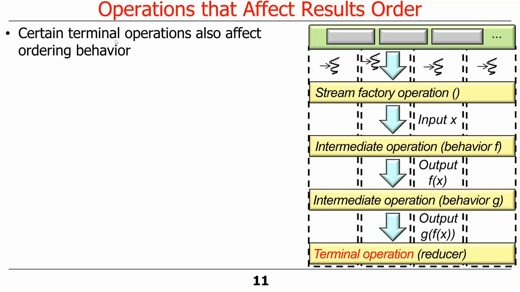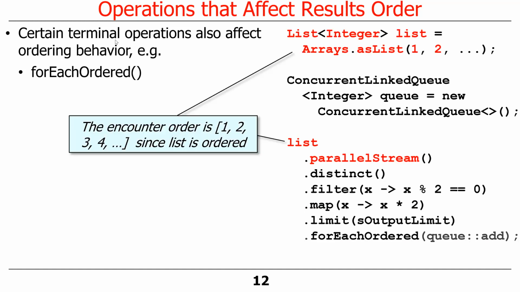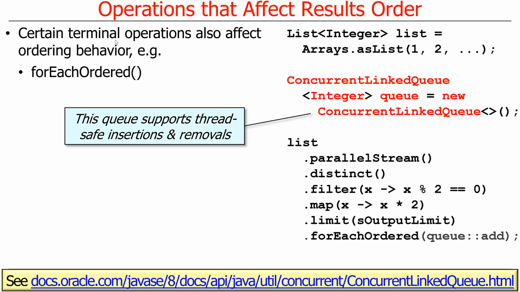Just as certain intermediate operations affect the ordering behavior, certain terminal operations also affect the ordering behavior. And these are actually quite easy to keep track of because they have the word ordered on them. So one method called forEachOrdered is a terminal operation. And the terminal operation is going to ensure that the output is ordered.